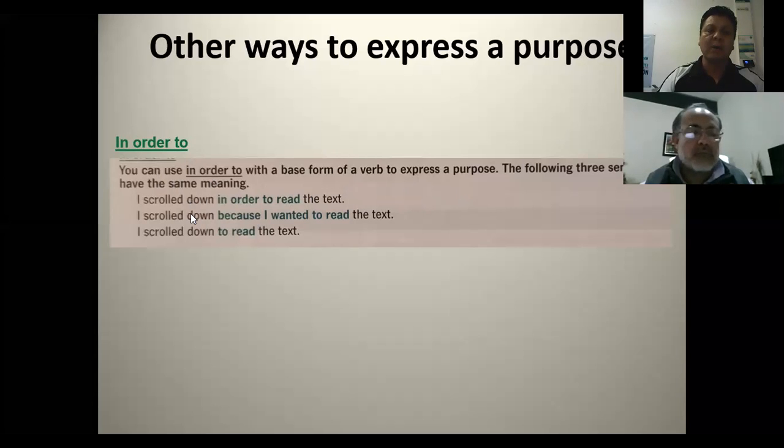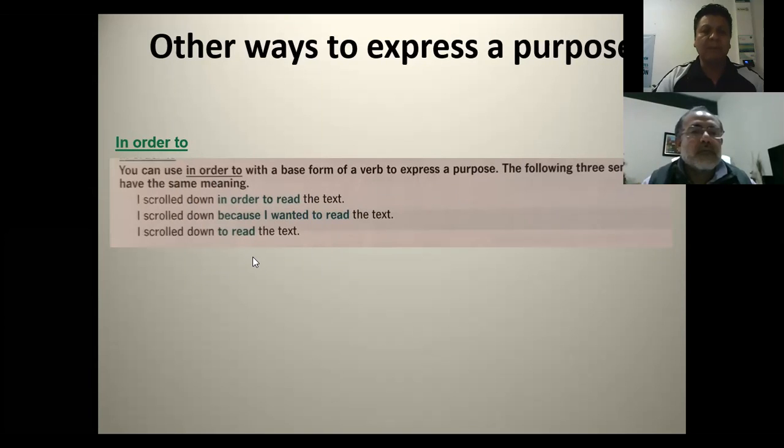I scroll down in order to read. I scroll down in order to read the text. I scroll down because I wanted to read the text, or I scroll down to read the text. We can use both of them. It depends. It's easy to use only the infinitive, or because, or in order to, but the meaning is the same.